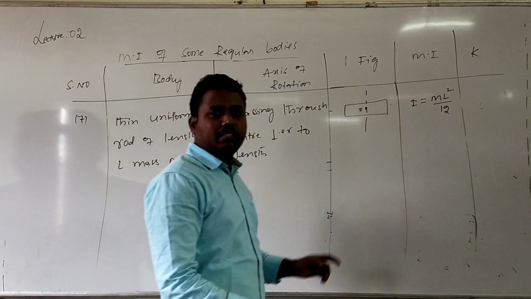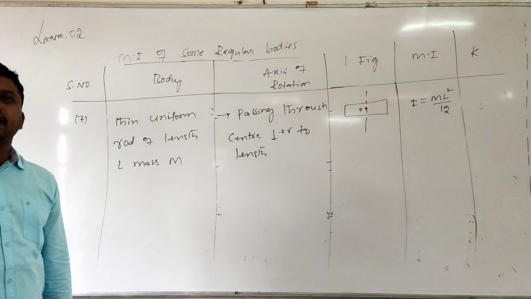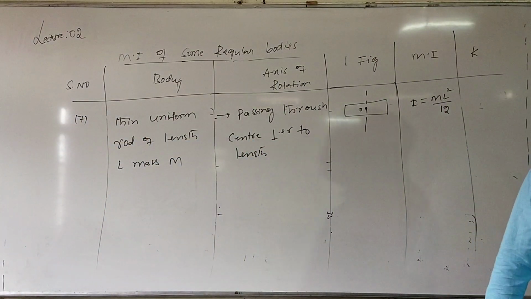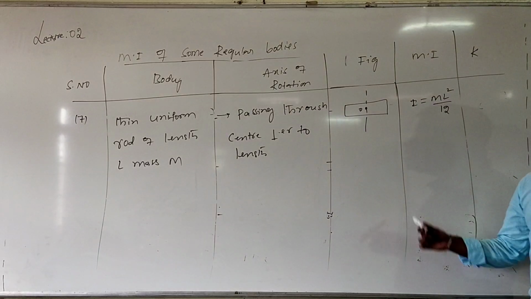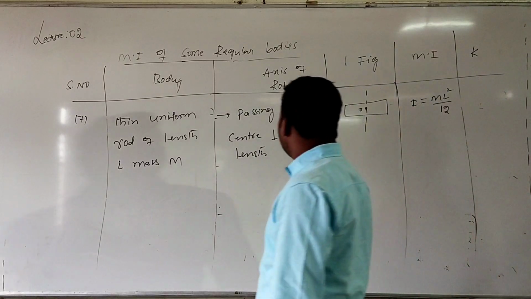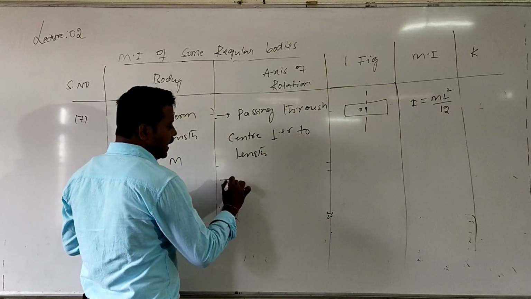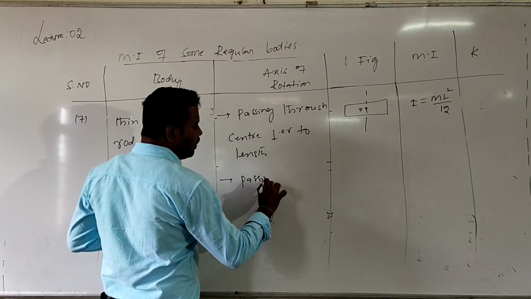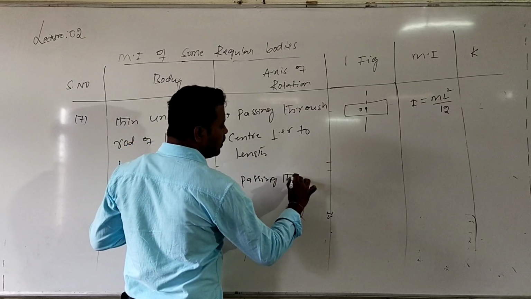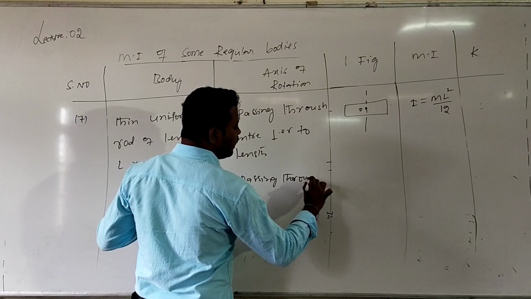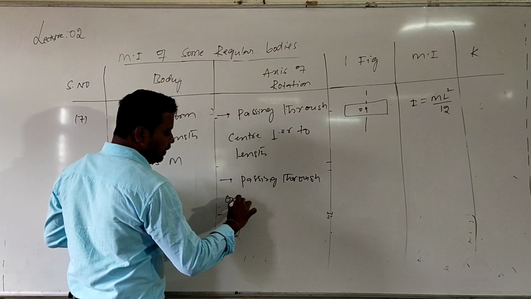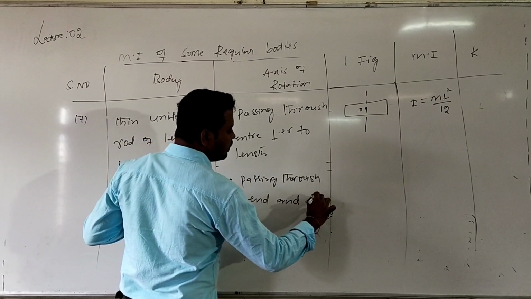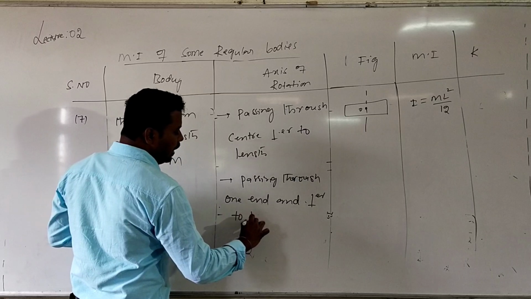If you want, we can derive this. All bodies we can derive, but derivation is not necessary for us now. So the value is given by ML square by 12 about an axis passing through the center and perpendicular to length. Second one, about an axis passing through one end and perpendicular to length. Perpendicular to which one? Length.